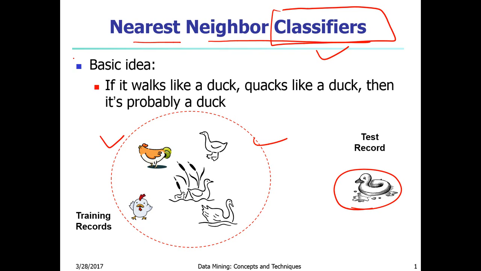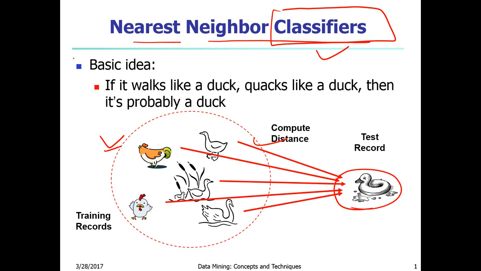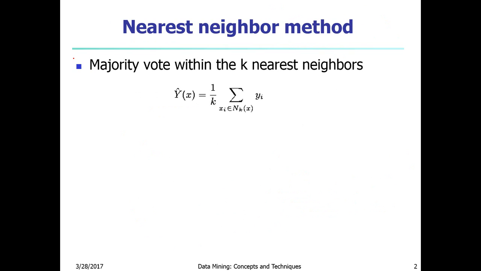So this is our training set, and all we need to do is compute distance, and you will find the one that has the least distance in terms of the attributes of this bird, and we will match that to this given one. So this is a test record, and we are trying to match it to one record from the training set. That's exactly what we'll see in the nearest neighbor method of classifying a data point.